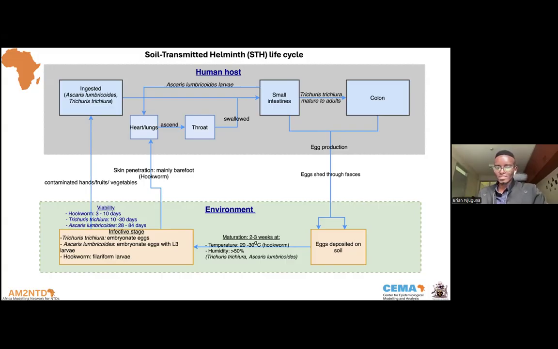That's how we ingest the eggs into our bodies. And then for hookworm, the larvae penetrate the skin, majorly through barefoot walking. Once it penetrates the skin, it travels in the circulatory system to the lungs. Once in the lungs, it ascends to the throat, where it is coughed up and then swallowed, and it ends up in the small intestine. And so the cycle continues from there.